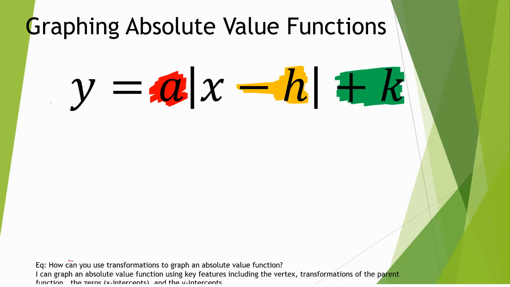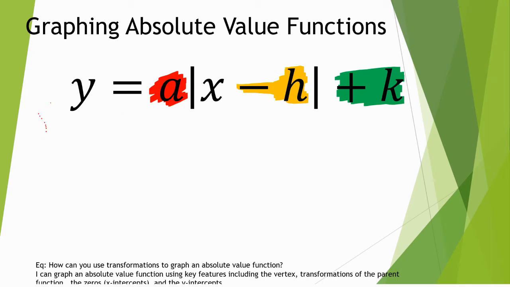So our goal is, by the end of this lesson, we can graph an absolute value function using our key features, including vertex, our transformations, and maybe possibly talking about x-intercepts and y-intercepts. But mostly we're going to be talking about vertex and the transformations. All right, so real quick review.